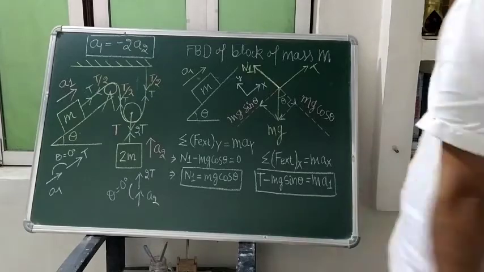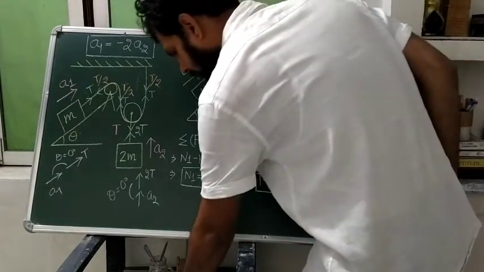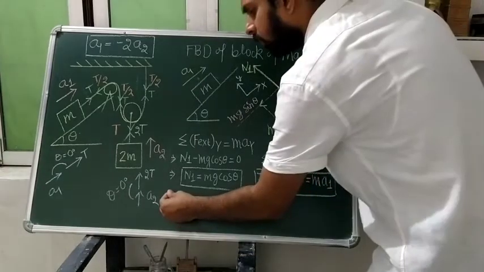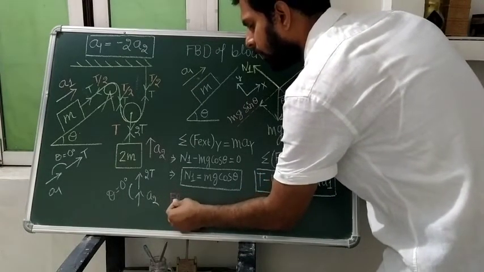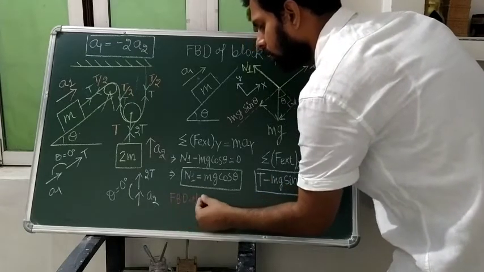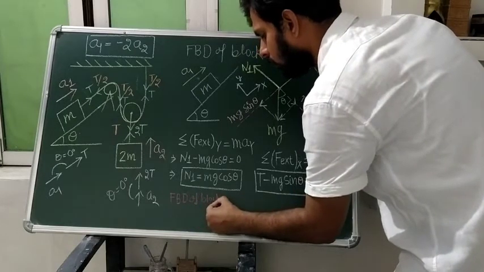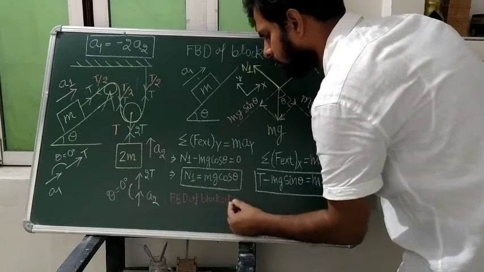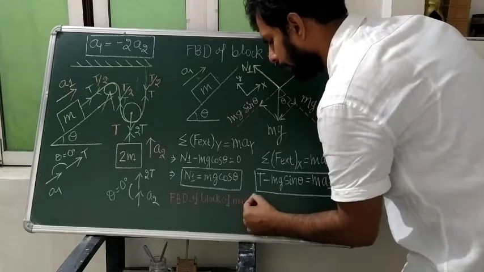Now we have drawn the free body diagram of the block of mass m. Next, what will we do? We will draw the FBD, free body diagram, of the block of mass 2m.